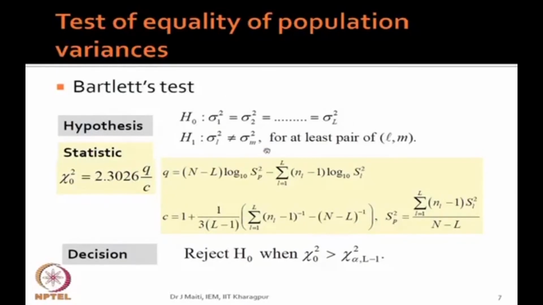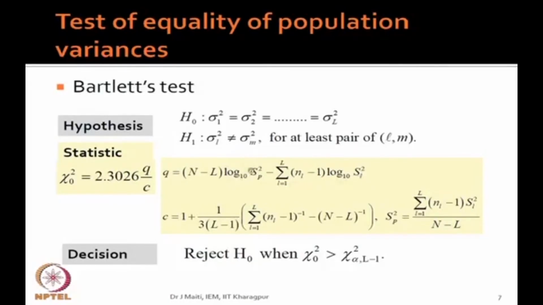Now, here Bartlett proposed one statistic, which is 2.3026 Q by C. This is a statistic where Q is (N minus L) log 10 SP square minus the sum over L equal to 1 to L of (NL minus 1) log 10 SL square. I hope you can recollect what SP square and SL square are. This is the pooled variance and this one is the individual population variance.